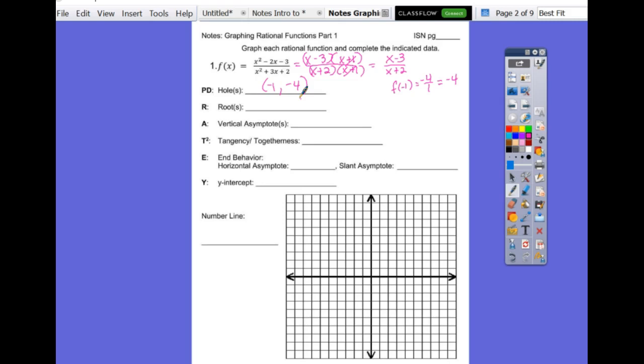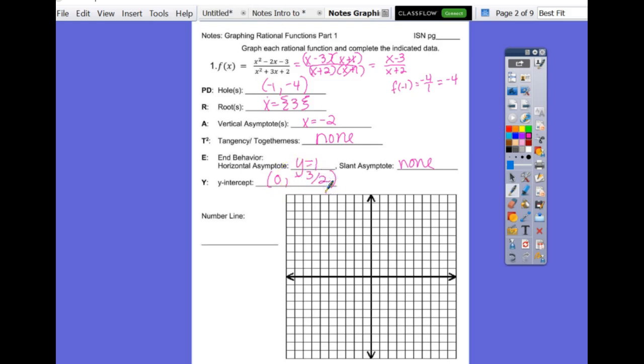Now I want the roots. The roots come from the top after you cancel. So my roots this time are 3. The vertical asymptote comes from the bottom. There's none. What do we get for a horizontal asymptote? Because it's tied, we have to use the numbers in front of the x's. So that's 1 over 1, which gives me 1. If I get y equals 1, then I get none for the slant asymptote. So what do we get for a y-intercept? -3 over 2 is correct.